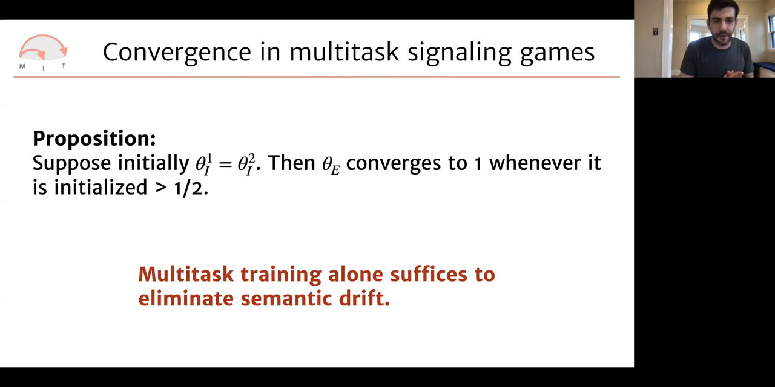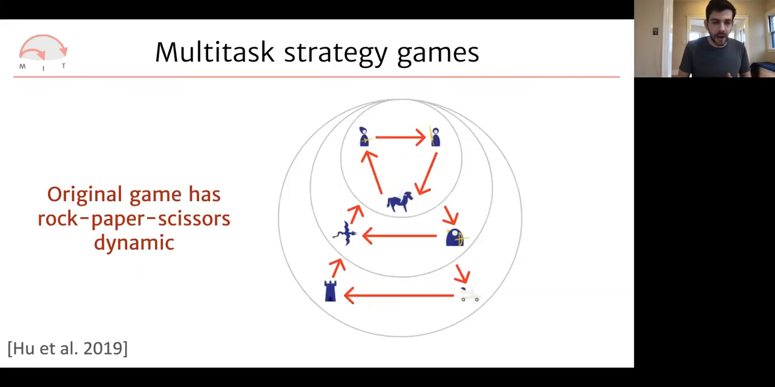Okay, cool. So the high-level takeaway here is that multitask training of this kind by itself, in the context of these Lewis signaling games, suffices to eliminate semantic drift in these games. Okay, great. So we looked at our toy communication task. What does this look like if we try to scale it up to more interesting tasks? So let's think about this real-time strategy game again.